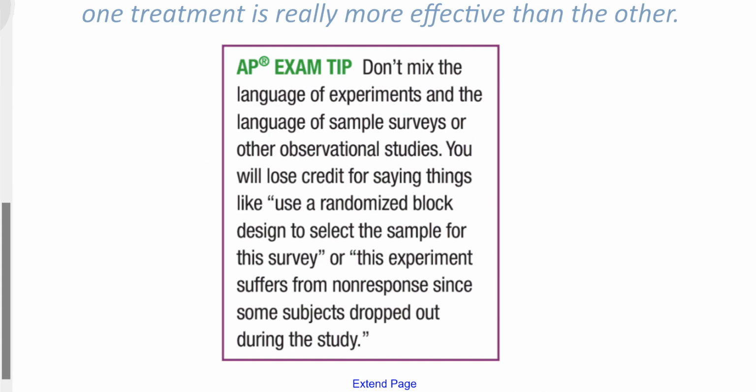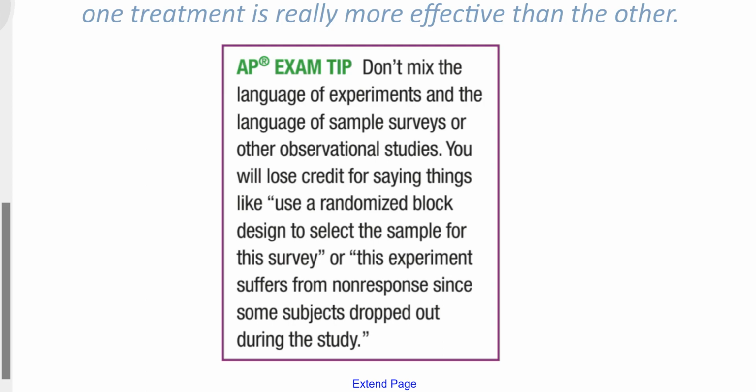So this makes it easier to determine if one treatment is really more effective than the other. Tip: please, please, please don't mix language. Don't use language that you're not very confident in, and don't mix surveys and experiments because they are different. An example would be saying, use a randomized block design to select the sample for the survey. That's combining block design and surveys. Those are different things. You will be docked on the AP exam for doing that. Or saying this experiment suffers from non-response. It's an experiment, not a survey, so we're not going to talk about non-response.